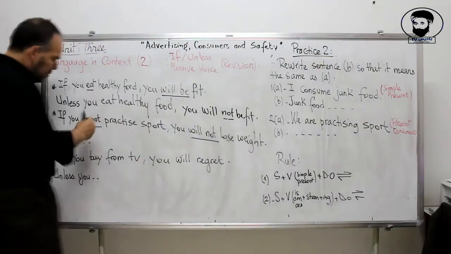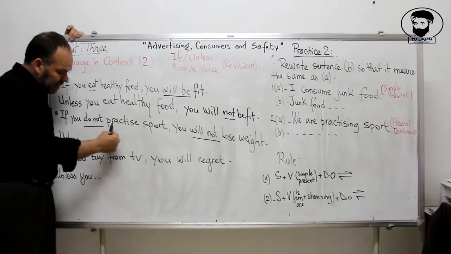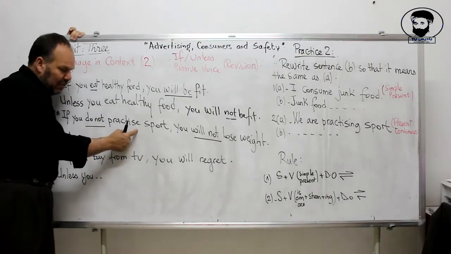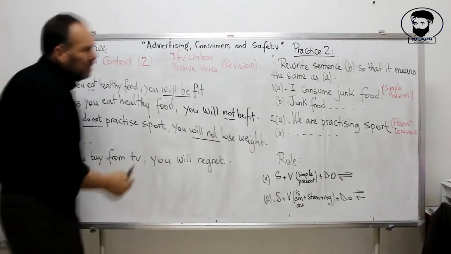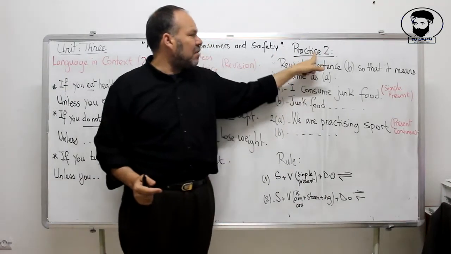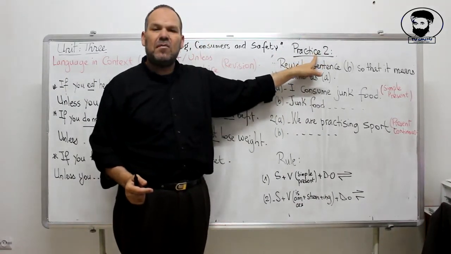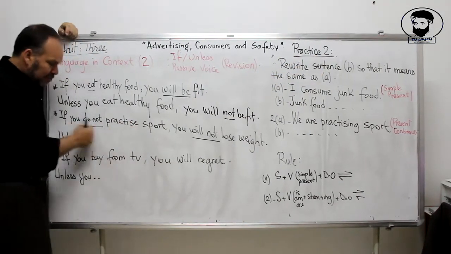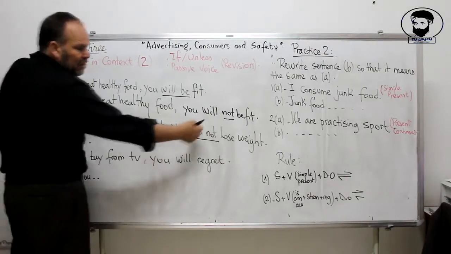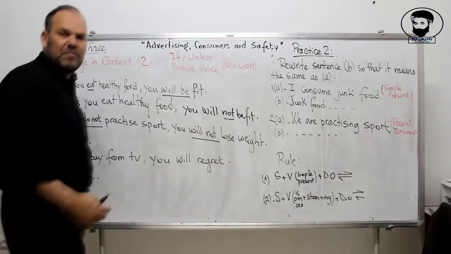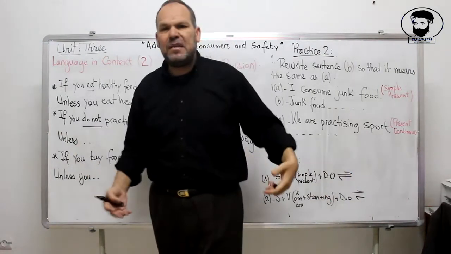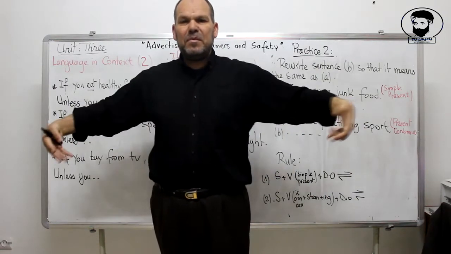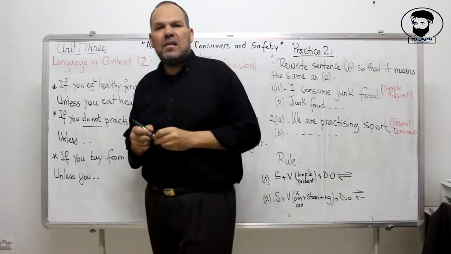Look. If you do not practice sport, remember practice here is a verb, and because it's a verb we write an S. Here, practice is a noun, and I wrote C because it's a noun. But because here it's a verb, I wrote an S. Now, if you do not practice sport, what happens? You will not lose weight. Some people are fat or obese. If they do not practice, they will become obese, fat, and have health problems.